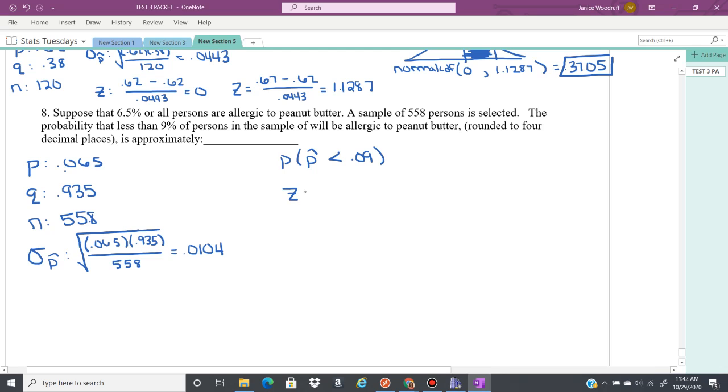So we will do p hat 0.09 minus our p 0.065. I have no idea where this stuff just went.